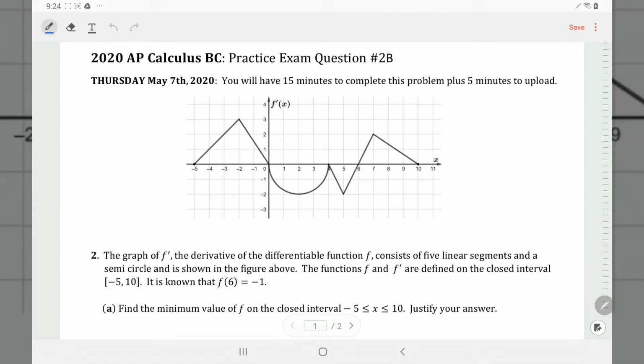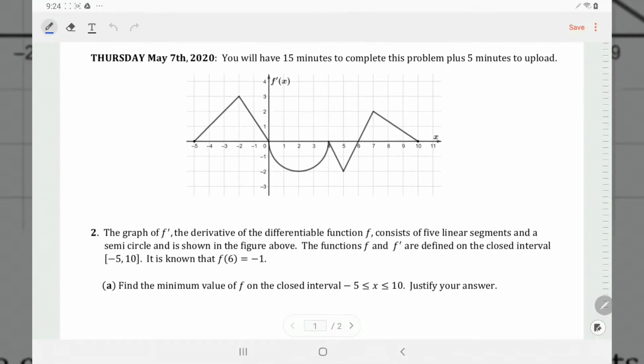Okay, here's another practice exam question for the BC. Question 2B. You'll have 15 minutes to complete this problem plus 5 minutes to upload.